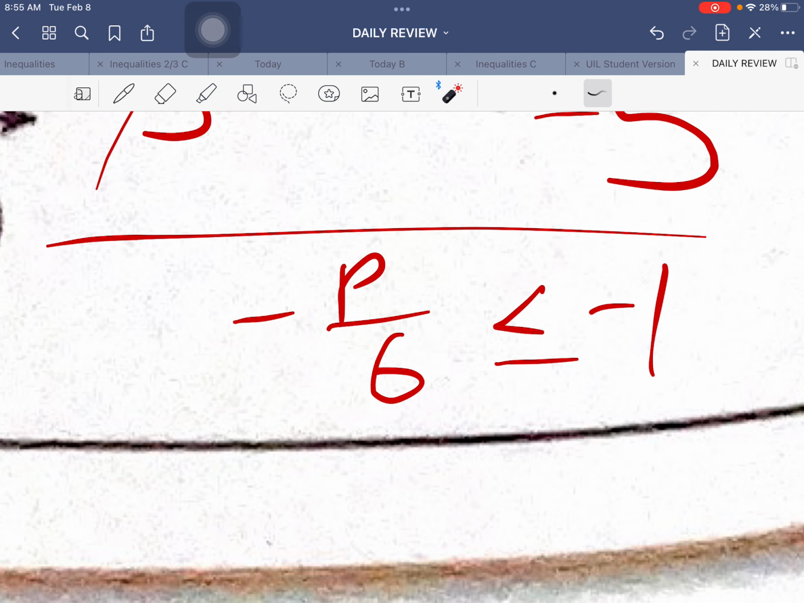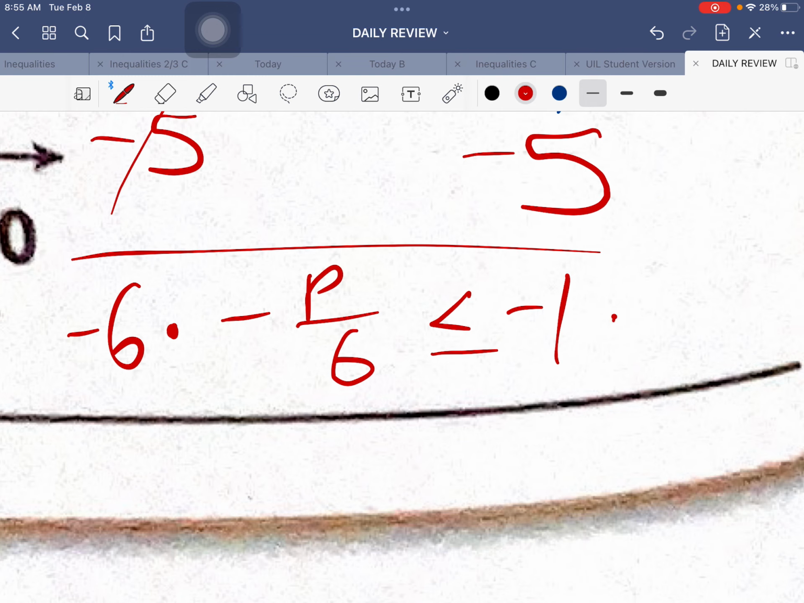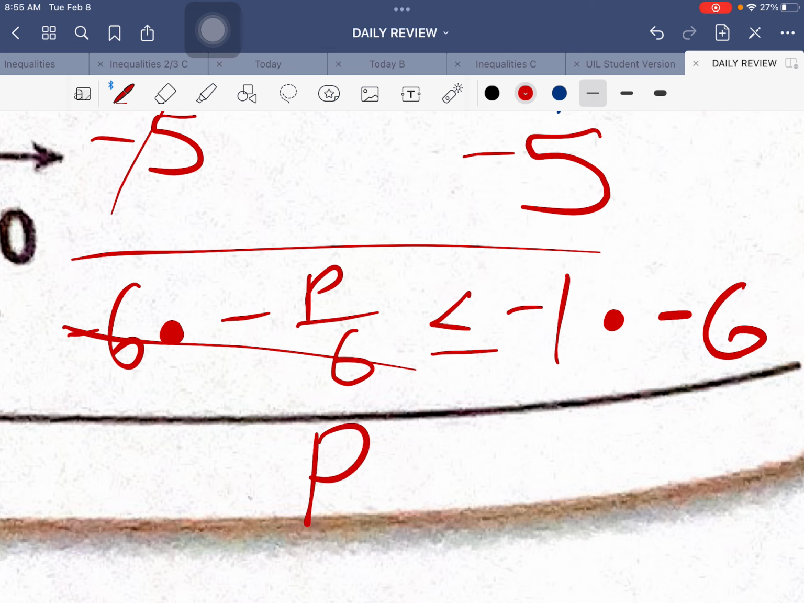Now, what are these two doing, guys? Dividing. What's the opposite of dividing by 6? Multiplying by 6. Multiplying by negative 6. What I do to one side, I have to do to the other side. Now remember, guys, I'm multiplying by negative 6. Multiplying by a negative. These cancel each other out. Now I just have positive p.